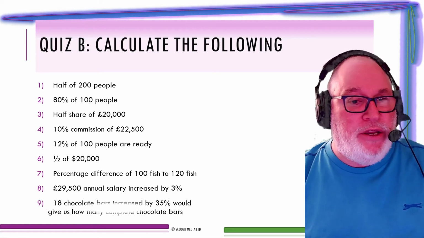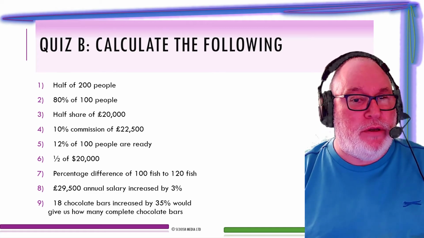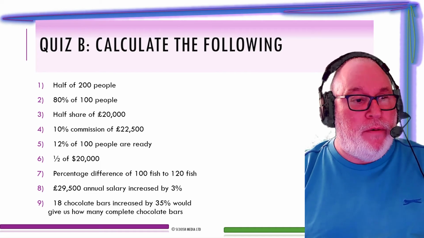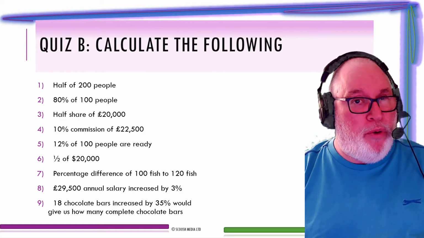Number 9. 18 chocolate bars increased by 35% would give us how many complete chocolate bars? So if you had 18 chocolate bars, and as a prize, somebody somewhere bought you 35% more. How many complete chocolate bars would you have? Not parts thereof, complete. So depending upon the prize here, these are all worth 2 points each.